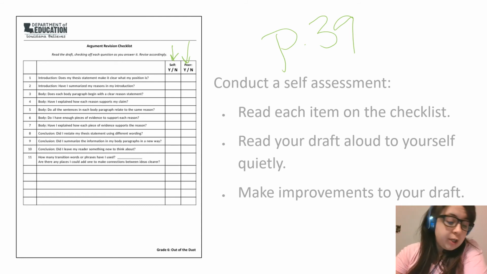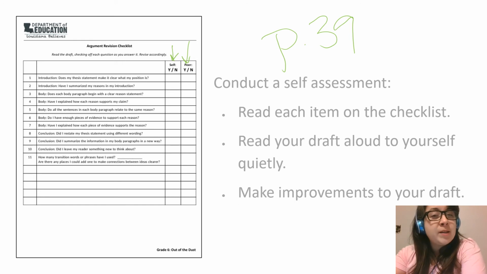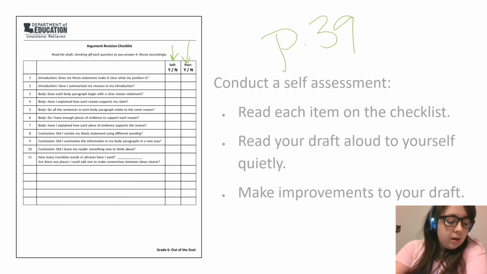So the conclusion for number 8. Did I restate my thesis statement using different wording? So remember, you have to wrap it all up in the conclusion. So you're going to say, this is what I think, but you're going to change the wording a little bit. So instead of saying, I'm going to show, this is how I showed it. So again, yes or no.